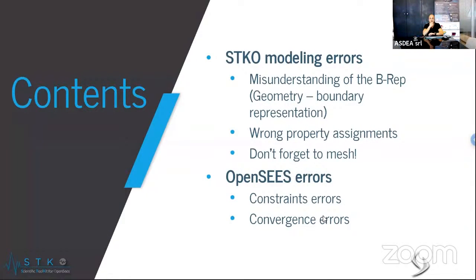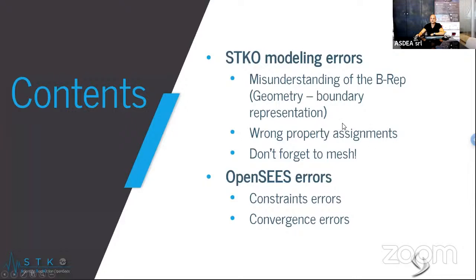So these are the contents. First, we are going to talk just a little bit about what are the main sources of errors that are due to wrong modeling on the STKO side. First of all, they mainly depend on a misunderstanding of the geometry module. Here it is called BREP. BREP stands for boundary representation, and I will explain what boundary representation is, because if you don't understand very well the concept of how STKO treats the geometries, it may lead to many mistakes.